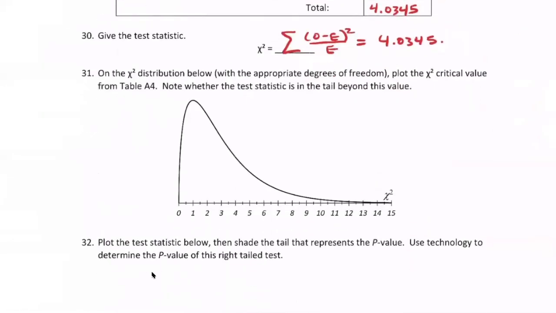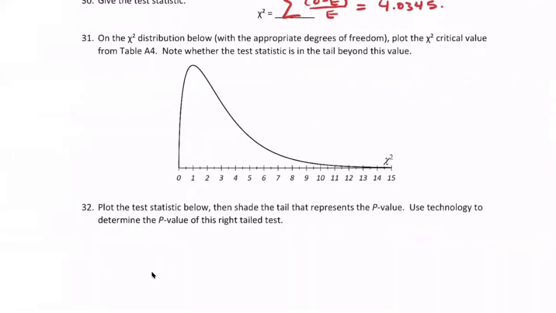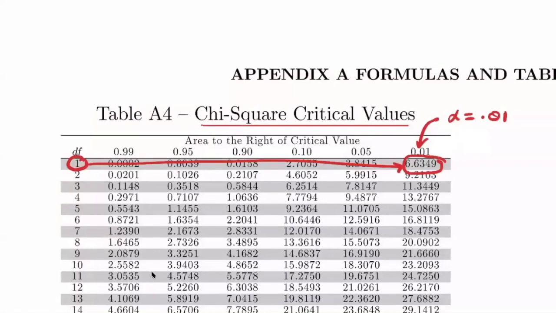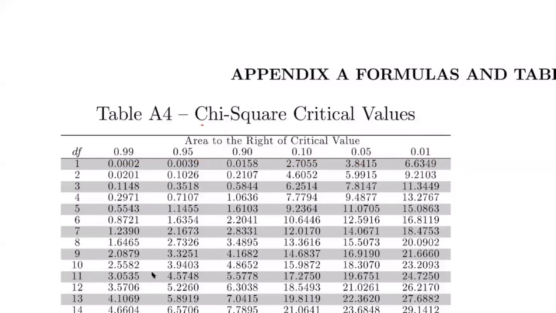I'll go ahead and map out the way the table works. Look for your 0.05 alpha, and degrees of freedom, remember, are k minus 1. There were 4 categories, so this is 3 degrees of freedom. Okay, so let's bring up the table real quick. Again, these are critical values. 3 degrees of freedom, 0.05.